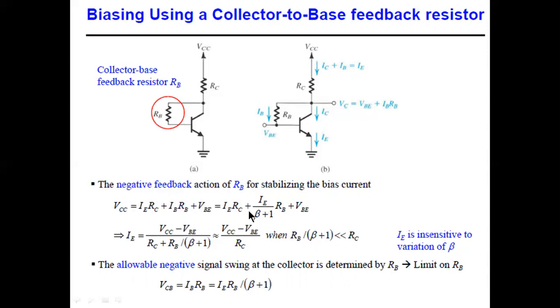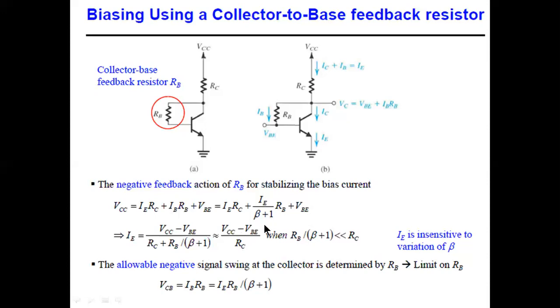So now again, rearranging the terms, you can take IE common here and take VBE on this side. The IE value will become VCC minus VBE divided by RC plus RB divided by beta plus 1. So again, we have two conditions, that is VCC should be much greater than VBE and RC should be much greater than RB divided by beta plus 1. So under that condition, IE will be not just VCC by RC, but here we use VBE also. However, if you feel that VCC should be much greater than VBE, you can just write VCC by RC. Same conditions continue over here.